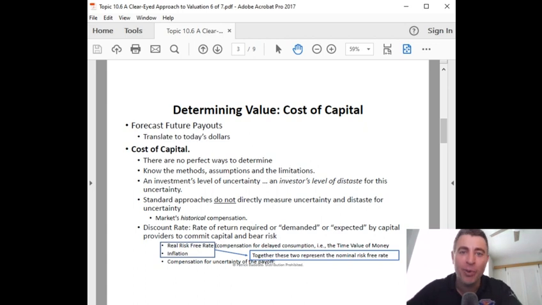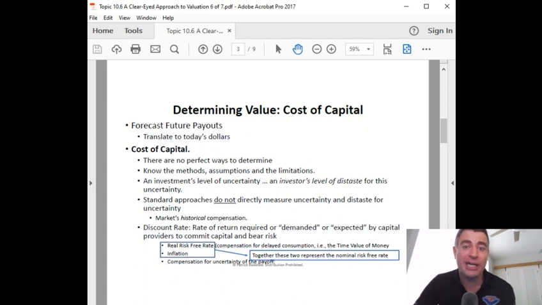But then actually the more important one I want to talk about here is the compensation for uncertainty of the payout. What about the fact that with companies, there's no guarantee that they're going to be successful? We're going to forecast that, but we don't know. And it may not work out that way. So that's where, wait, I'm not sure I'm actually going to get anything.